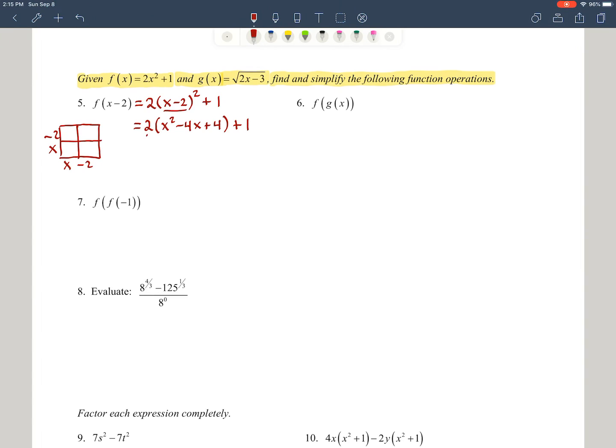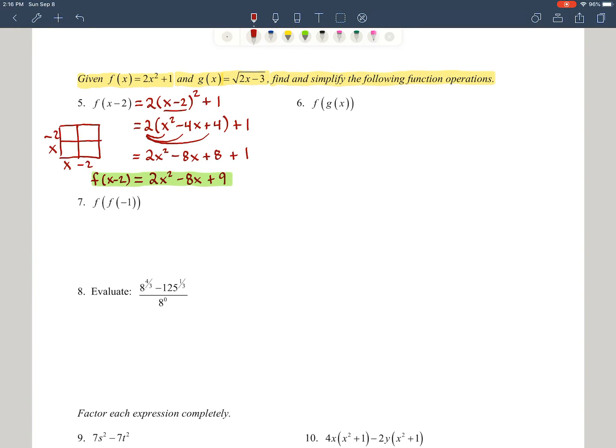Next, we're going to need to distribute that 2 through that trinomial. So we should have 2x squared minus 8x plus 8. And then we still have our plus 1 afterward. And then we just need to put it all together. We're going to have 2x squared minus 8x. And then 8 plus 1 should give us 9. So our function f of x minus 2 should equal 2x squared minus 8x plus 9.